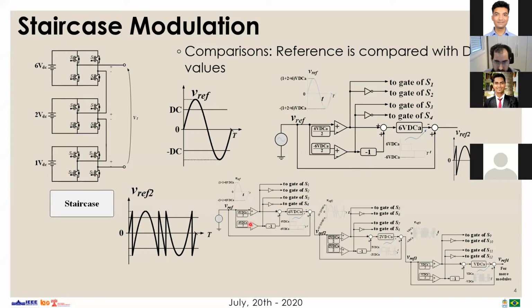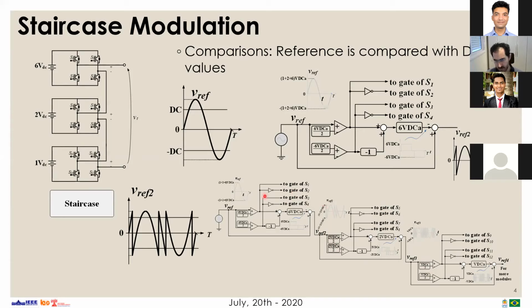Okay. The first part here is just a copy and paste from this part. So I have here the sinusoid reference, and later I have such a reference signal. I already have the signals for the switches for the upper module, and this will be compared with another two distinct DC values, and then I have the signals for the switches of the central module. If I continue this in a similar way, taking this reference, subtract from this, I have a new reference here, and then I compare again with two DC values, and then I have all the signals for the lower module.